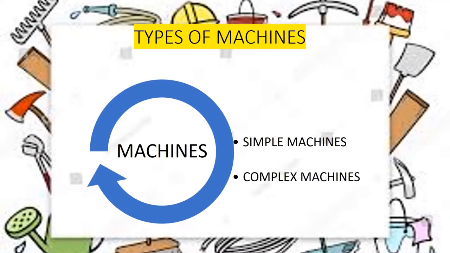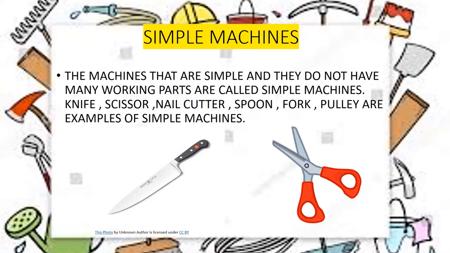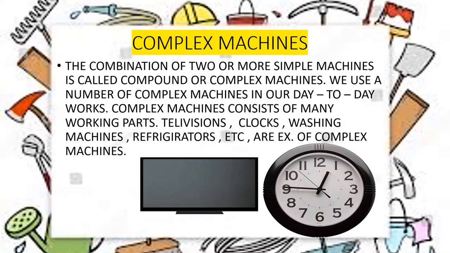Machine. There are two types of machine, simple machine and complex machine. Simple machine: the machines that are simple and do not have many working parts are called simple machines. Knife, scissor, nail cutter, spoon, fork, pulley are examples of simple machines.